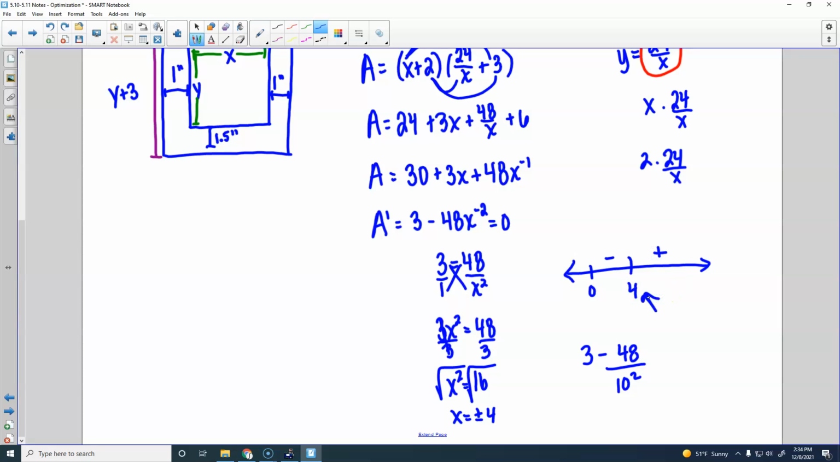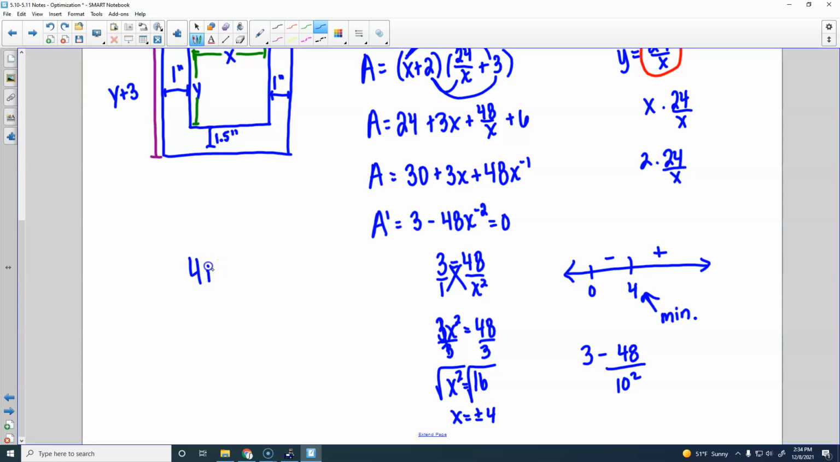Honestly, if it's multiple choice, you can pretty much assume that 4 is your answer, but if it's free response, you're technically supposed to check this. All right, so 4 is my x here.